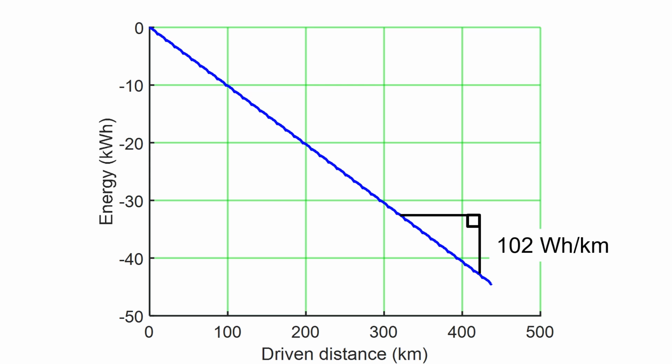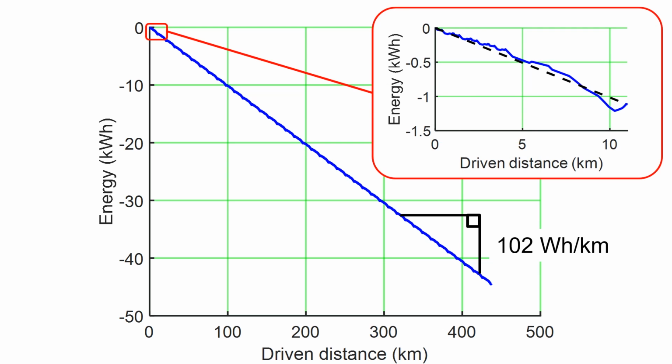From this energy plot we can determine the average energy consumption as the slope of this curve, 102 watt-hours per kilometer for our example vehicle. If we look more closely, we see that the energy variation is not at all a linear function of distance. This is a plot showing only the first run of the NEDC cycle. We can see that the slope varies a lot during the cycle. The slope of the curve depends on the power required and the speed.